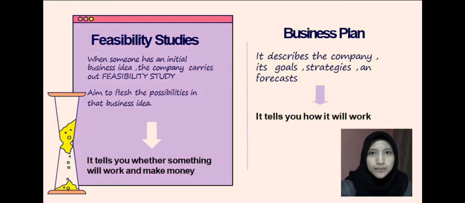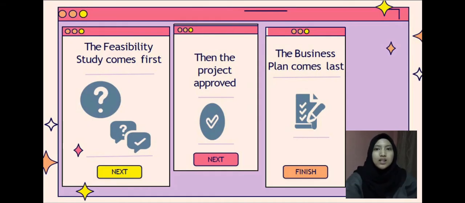or not. There are differences between a feasibility study and the business plan. The feasibility study is not the same as the business plan. When someone has an initial business idea, the company carries out the feasibility study. It aims to determine the possibility in the business plan. The business plan, on the other hand, describes the company, its goals, strategy, and its forecast. Simply put, the feasibility study tells us whether something will work and make money, while the business plan tells us how it will work.